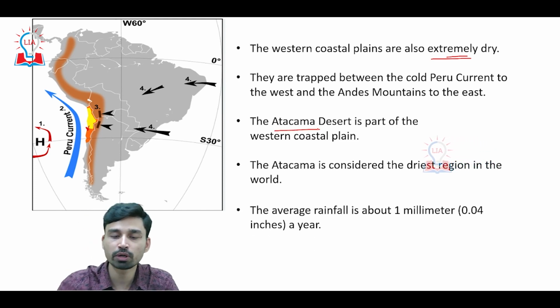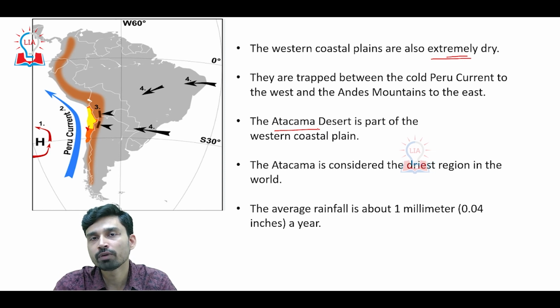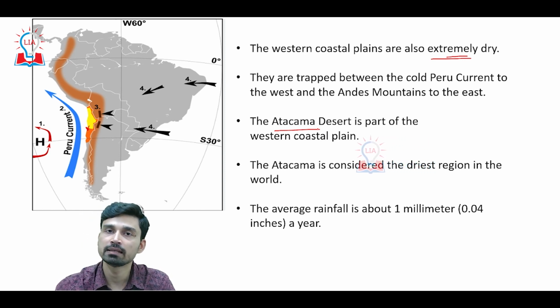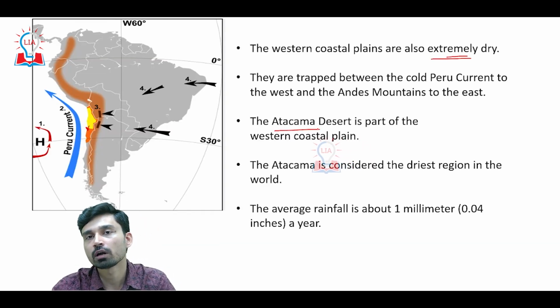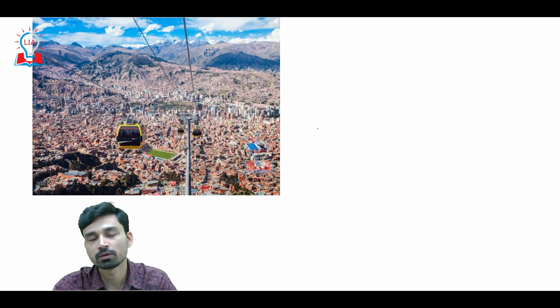The Atacama Desert is so dry that nowhere in the desert will you find rainfall higher than 1 millimeter per year. And in some parts of the Atacama Desert, they have not experienced rainfall for the past few centuries. So that is how you can understand how dry this particular region is.